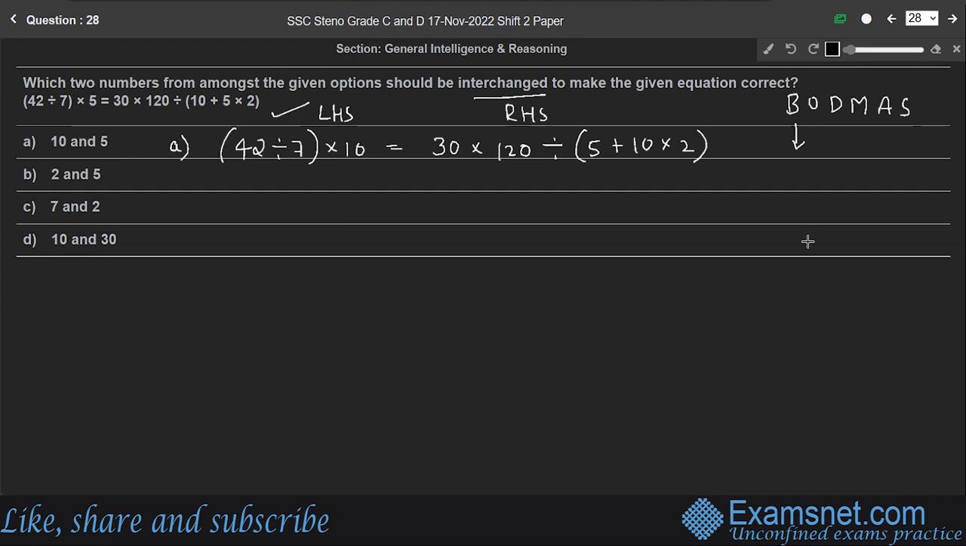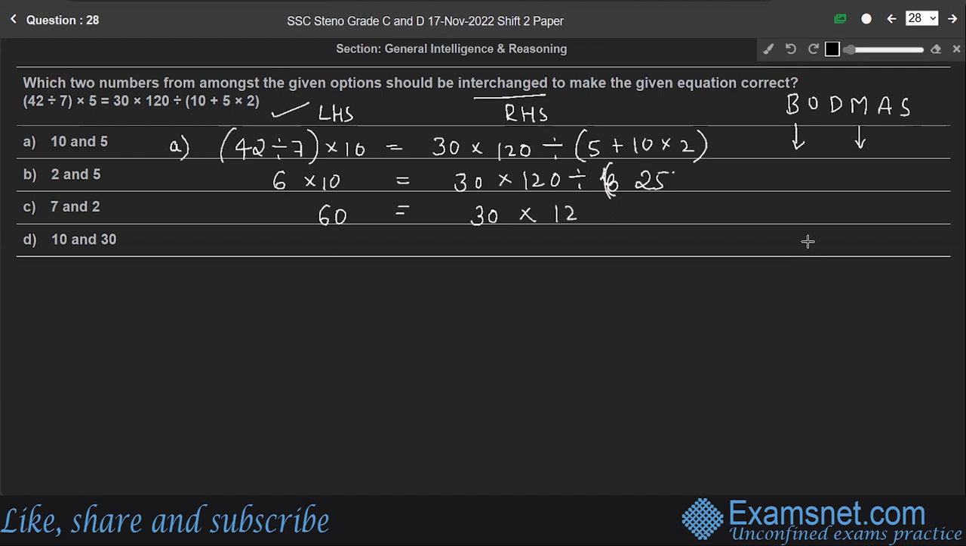So, in which we are applying BODMAS rule, just remove the bracket part. 42 by 7 is 6 into 10, right? Is equal to right-hand side in which we are solving the bracket part. Inside the bracket, we have multiplication and addition. So first multiplication comes, 10 into 2, 20 plus 5 is 25. So directly we'll write it as 25. So 60 should be equal to the RHS part, then only the equation will get satisfied.